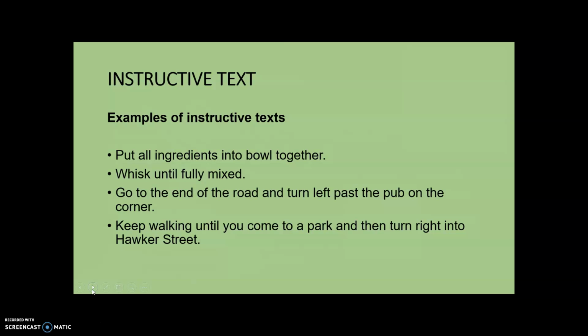So some examples of an instructive text. If we look here at a recipe, the first instruction we have is put. It's an imperative verb. Put all the ingredients in the bowl together. Whisk, telling you to whisk. It's imperative. Go to the end of the road and turn left. Pass the pub on the corner. Keep walking until you come to the park and then turn right into Hawker Street. So there you see a number of imperative verbs.